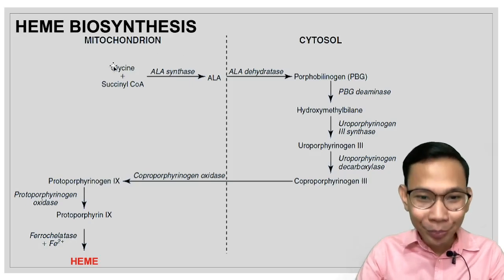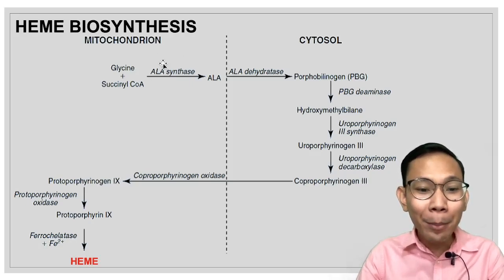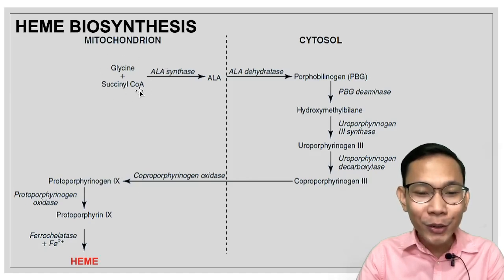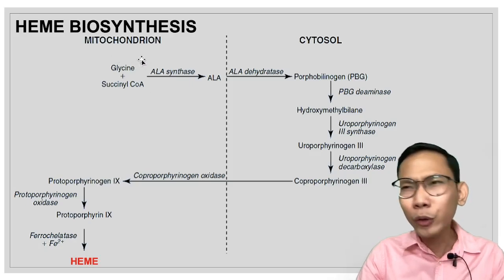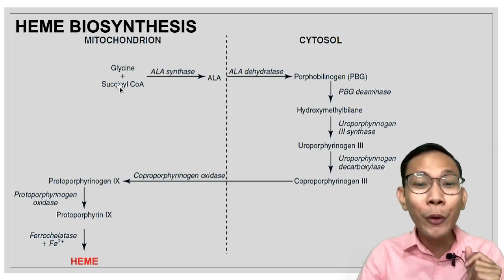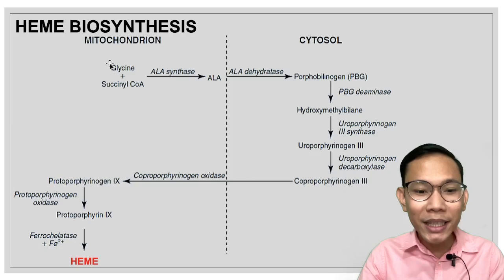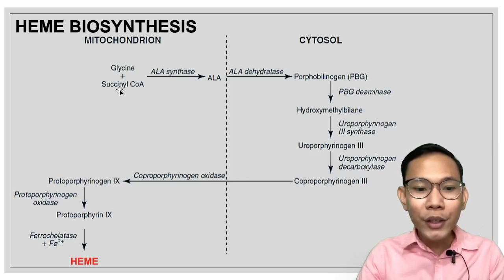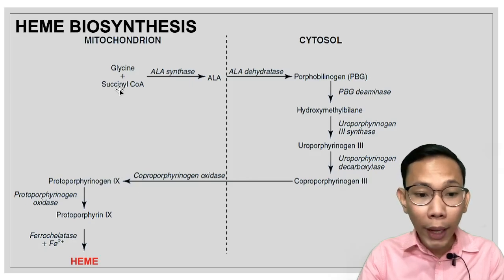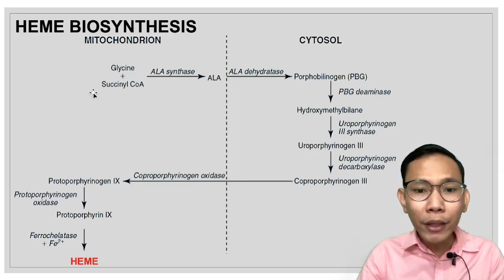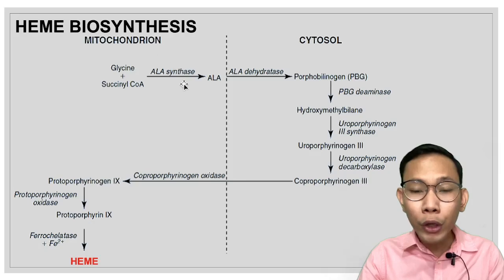Sige, unahin natin. So your hemoglobin assembly begins with your glycine and your succinyl-CoA. Remember these two raw materials that are needed to form your heme, ha. Unang-una, your glycine and your succinyl-CoA. So your glycine and your succinyl-CoA assemble in your mitochondria, catalyzed by your ALA synthase, forming now your aminolevulinic acid or your ALA.